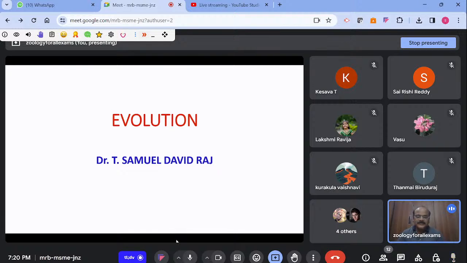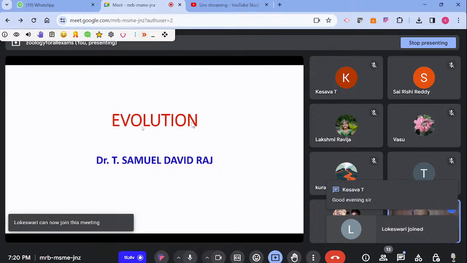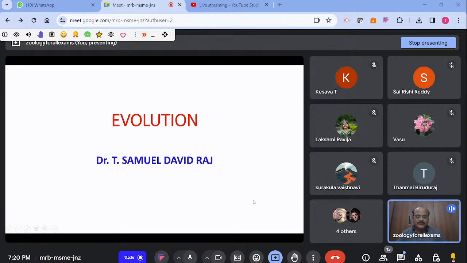Today we're going to learn a few basic concepts of evolution. So coming to evolution, the term evolution was coined by Herbert Spencer.